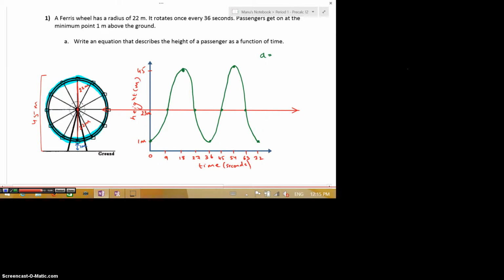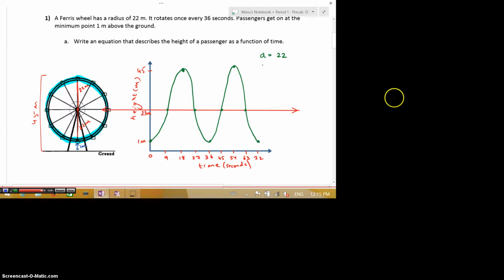What did you get for the A value? 22, right? The same as the radius. Or if you have forgotten how to just look at the graph and come up with that, you can use the formula max minus min divided by 2. Max is 45, min is 1, divided by 2 is going to give you 22.